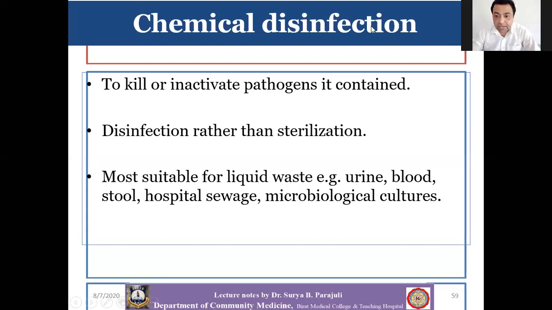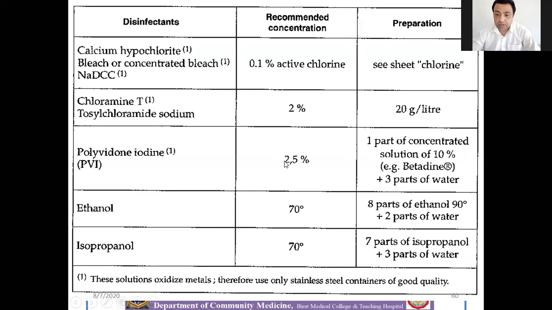The second one is chemical disinfection, to kill or inactivate pathogens. It is disinfection rather than sterilization, okay. It is used for urine, blood, stool, hospital sewage, and microbiological cultures from the microbiology department. We can use chemical disinfection for these. And we have different disinfectants, like calcium hypochlorite, and its recommended concentration is 0.1% active chlorine.